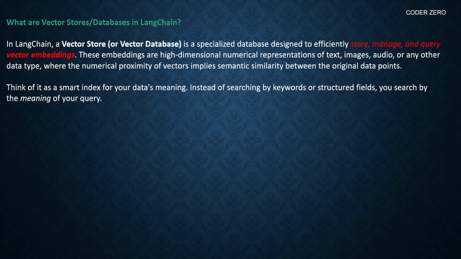In the previous video, we learned the concept of embeddings. So basically, embeddings are high-dimensional numerical representations of text, images, audio or any other data type. By using these embeddings, we can do similarity search, which will be very helpful in our case. We need something to store those embeddings and to do this search operation, and a vector database helps in this area.